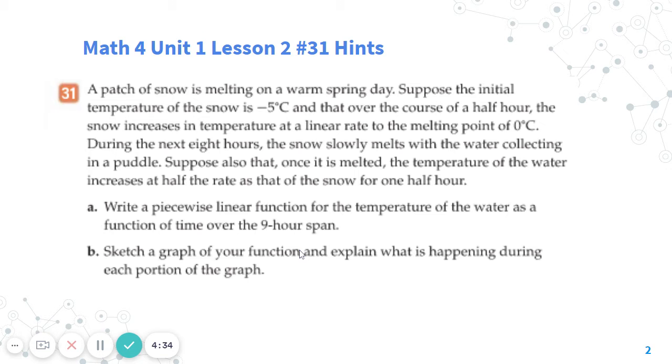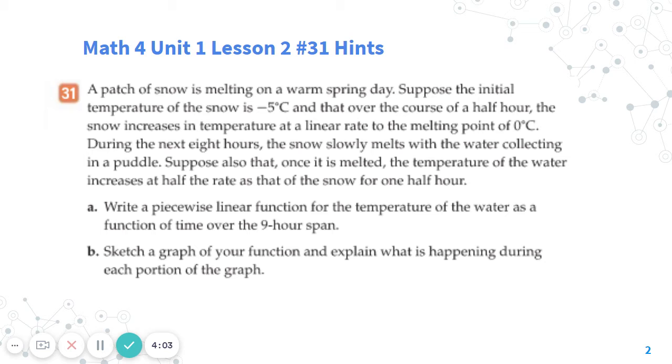So this first question is about snow melting, which we don't know much about in Southern California, but there is some snow sometimes in the mountains. This one says that the initial temperature of the snow is -5 degrees Celsius, and after a half hour, the snow increases in temperature at a linear rate until it gets to 0 degrees Celsius. Then the next 8 hours, the snow slowly melts with the water collecting in a puddle.